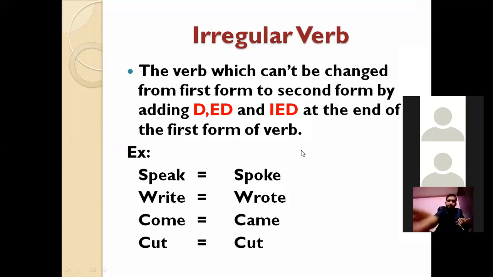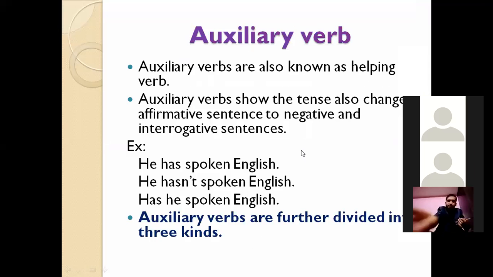Okay. So regular verb and irregular verb are finished. We will go to auxiliary verb. So you have to take the screenshot of it first. Then we will move forward, please.